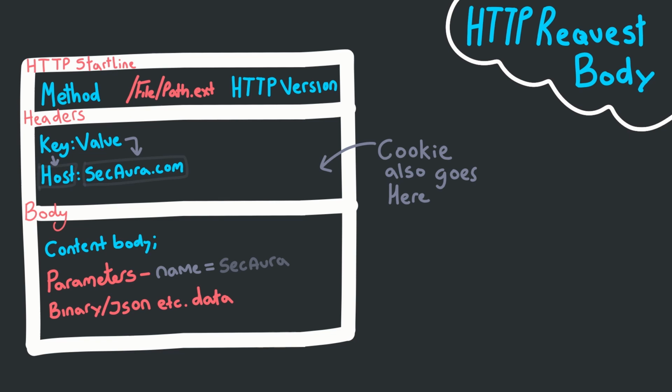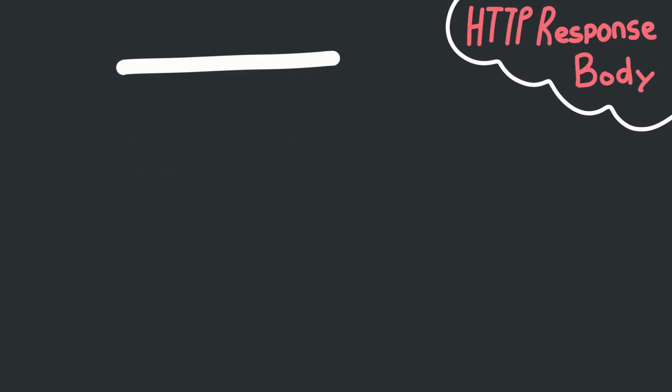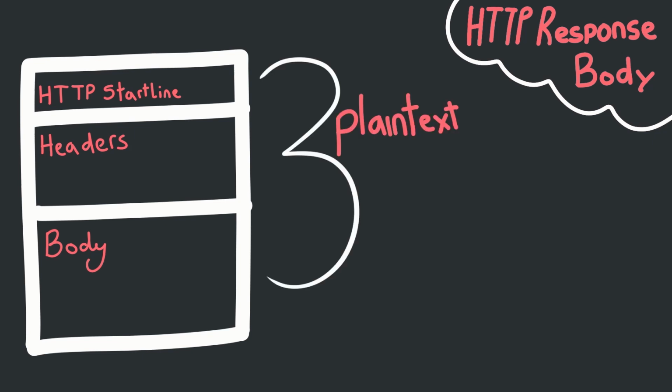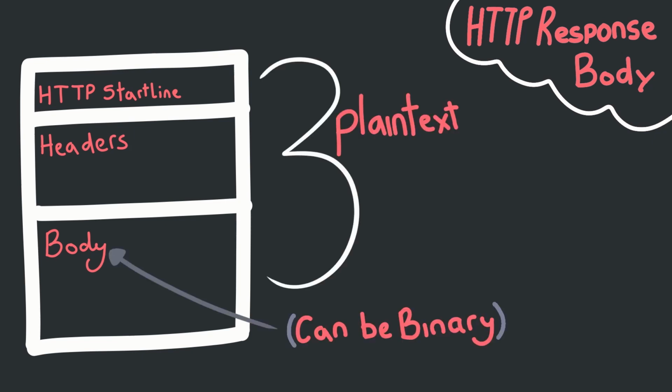Next, let's take a look at what an HTTP response looks like. Much like a request, 3 sections here. We have the start line, the headers, and the body, all very similar to a normal request, except with a few variations, and in plain text, but can be binary as well. Let's take a look at the start line. In this case, there's often 2 or 3 top lines.